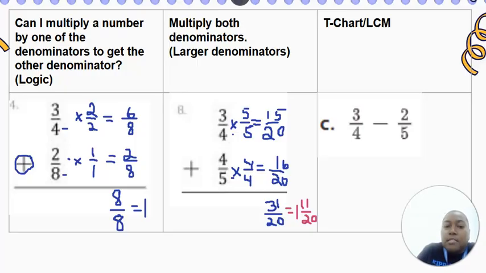Now let's take a look at this one. I forgot we had to circle our addition sign. All right, let's take a look at this one. Now this one says T-chart, least common multiple. So we are going to make a T.